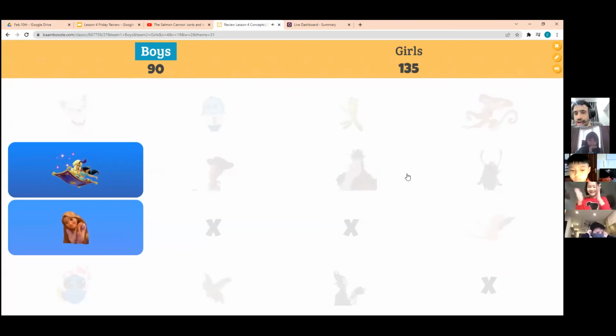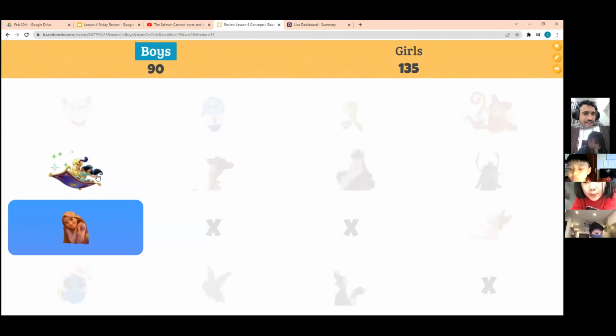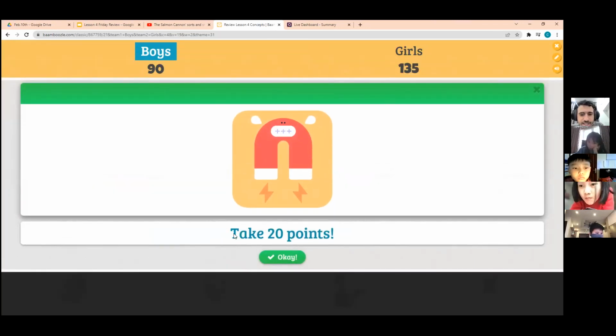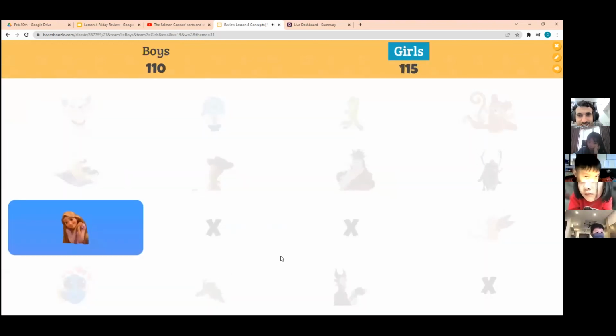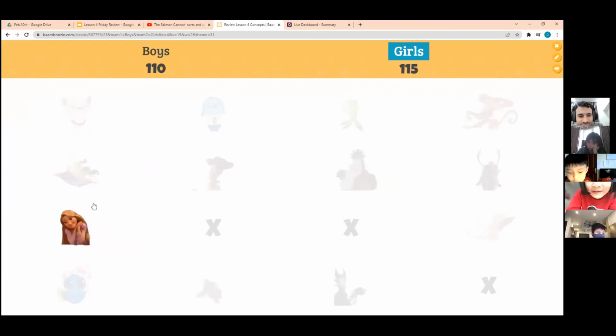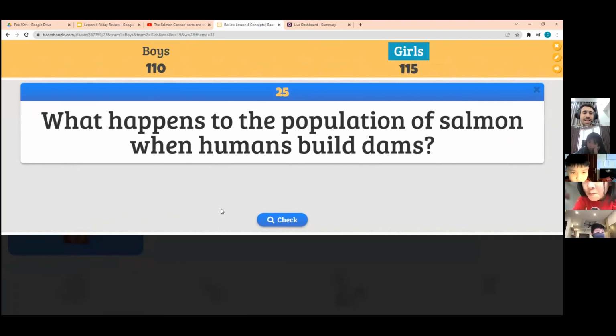Ray, choose a picture. Which one do you want? The one that's flying. Aladdin. Okay, you want Aladdin. Take 20 points from the girls. That's a great one. Okay, girls, if this is not a bomb, you will be our winner. Misha, which one do you want? You want the last one? Yes. Okay. Oh, it's not a bomb.